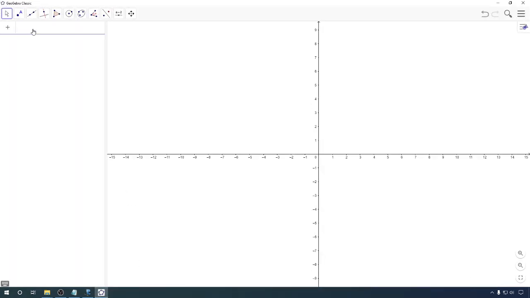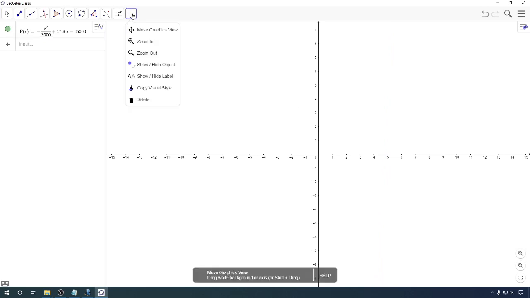So we go ahead and just put in our function. So P of x is equal to minus x squared over 3,000 plus 17.8x minus 85,000. And we don't see anything.